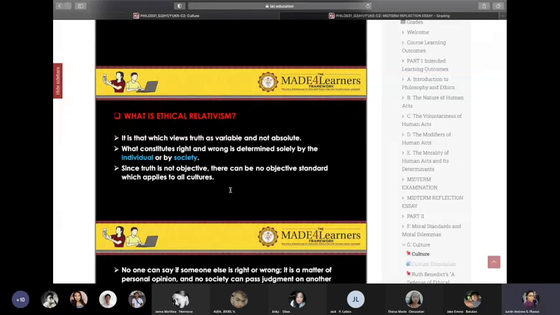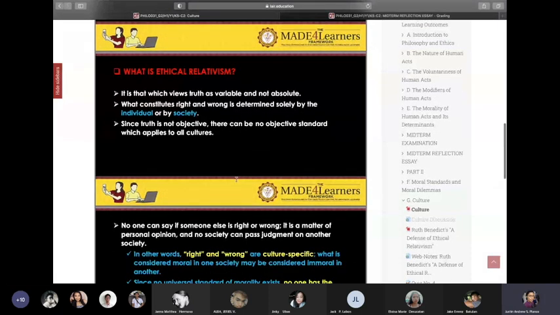What constitutes right and wrong or good and bad is determined solely either by the individual or by society. So there is no objective and universal basis for right and wrong. Right is determined solely by the individual or society. Since truth is not objective and not universal, there can be no objective standard which applies to all cultures. So what is right and wrong for a specific culture only operates as right and wrong in that culture. That is the main premise, or the main claim, of ethical relativism.